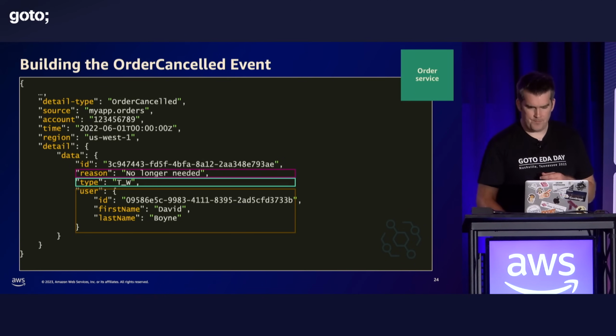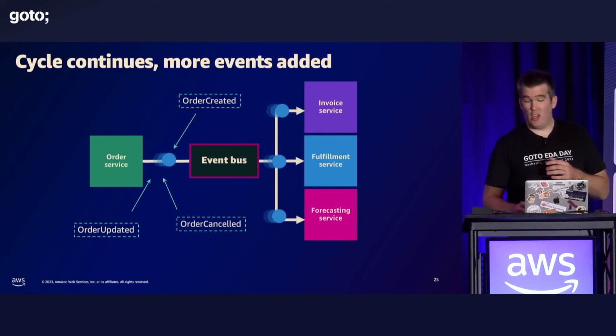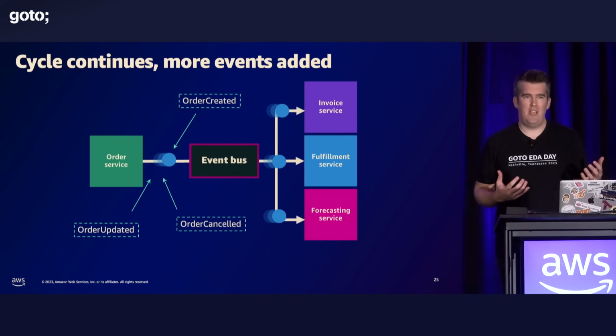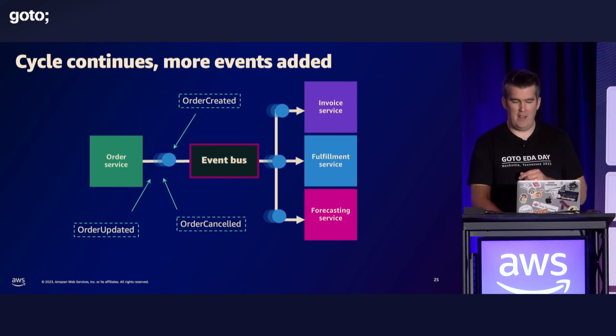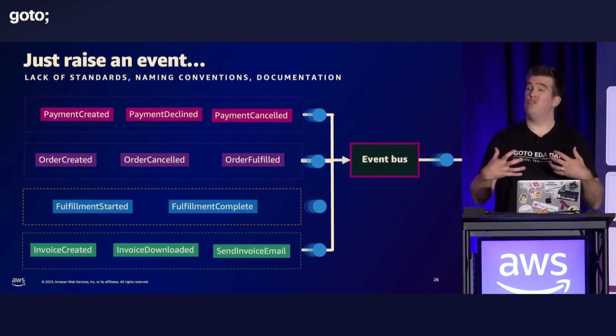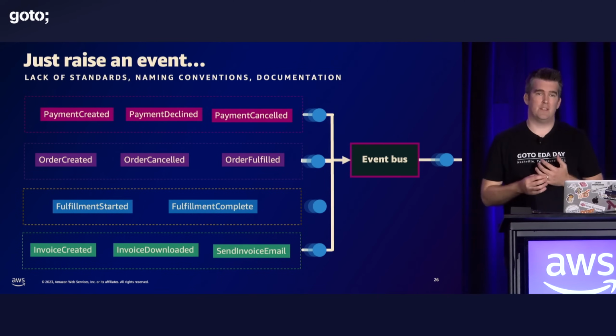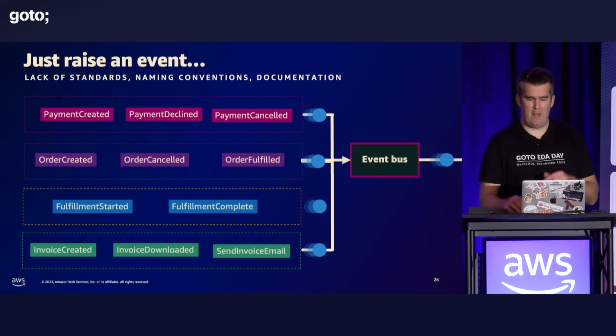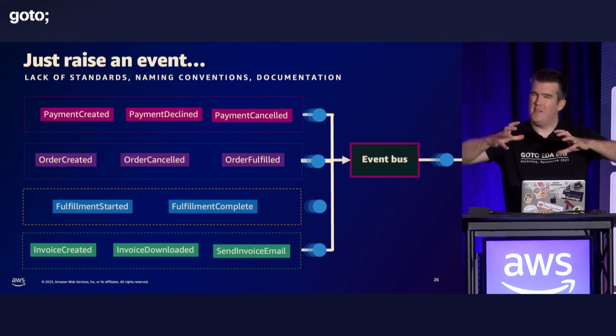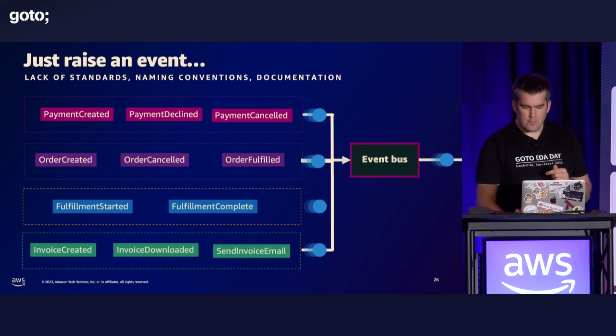Maybe, maybe not. And as time goes on, because we're just implementing, we get these requirements in, we design our events, and we continue to implement. We have the order updated event. And in fact, as time goes on, we just raise more and more events, more domains, and more events, maybe even more routers and event buses. We start to end up in this weird ecosystem.